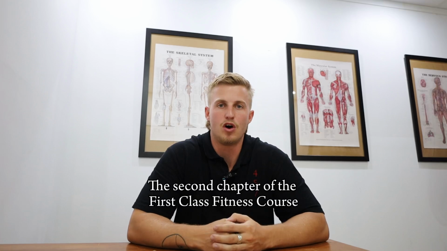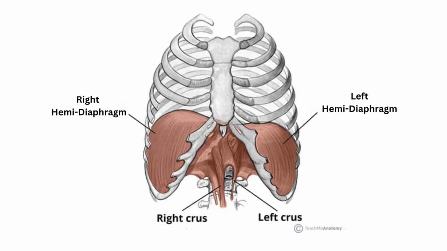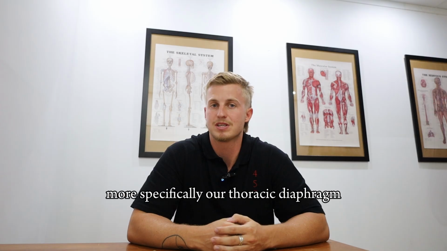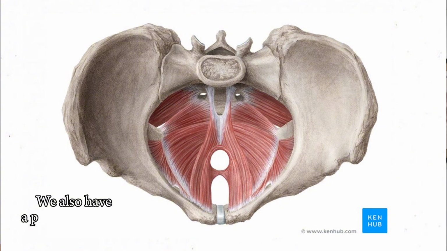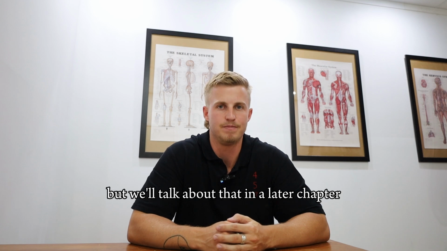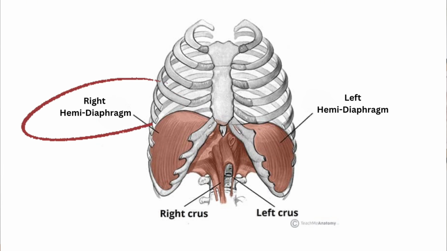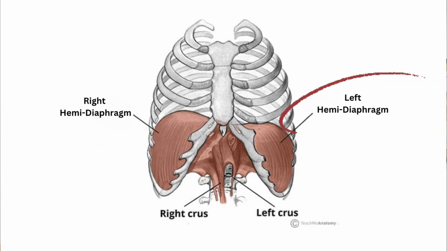The second chapter of the first class fitness course is going to discuss how the shape and position of the liver impacts the shape and functionality of the diaphragm, more specifically our thoracic diaphragm. We also have a pelvic diaphragm, which is also commonly known as the pelvic floor, but we'll talk about that in a later chapter. With the thoracic diaphragm, we technically have a right hemidiaphragm and a left hemidiaphragm.